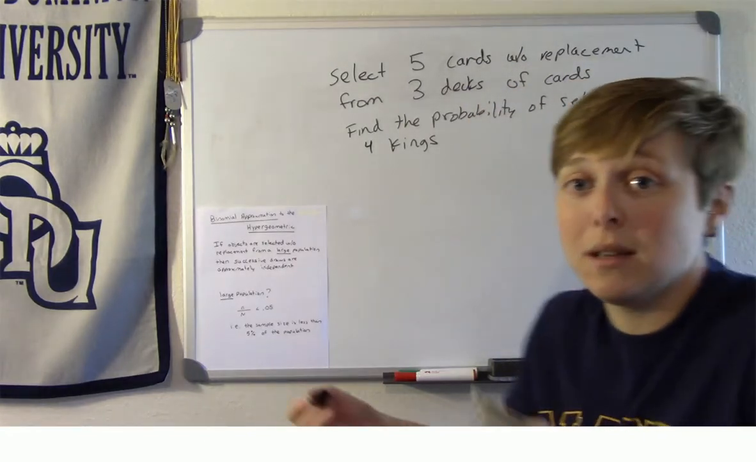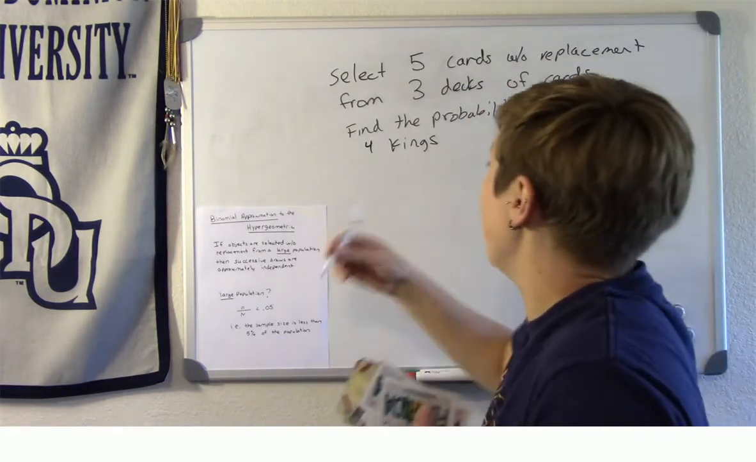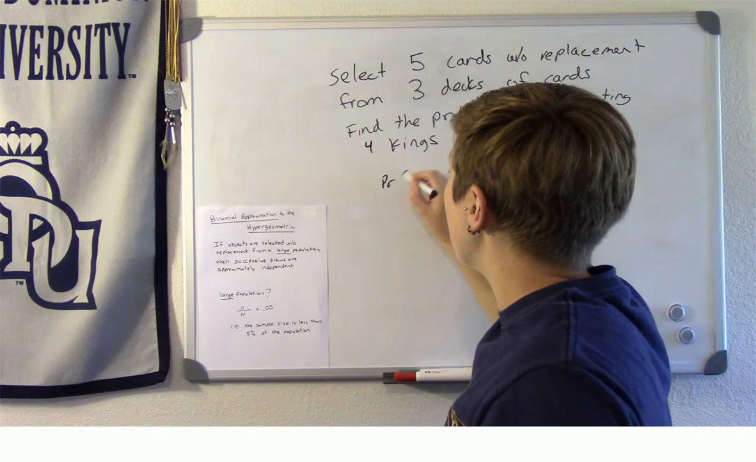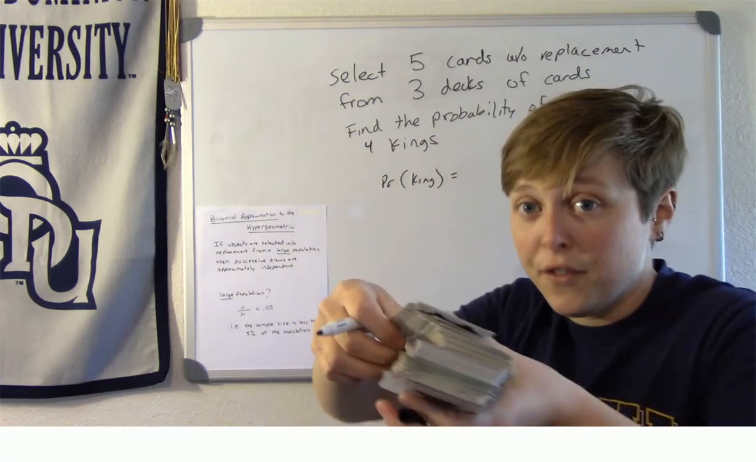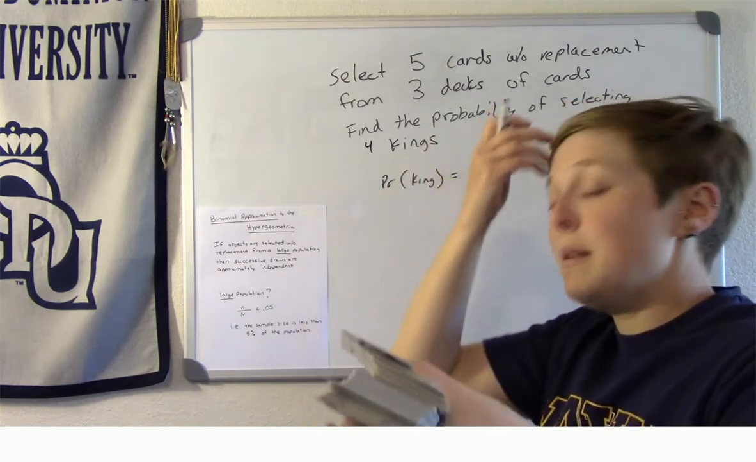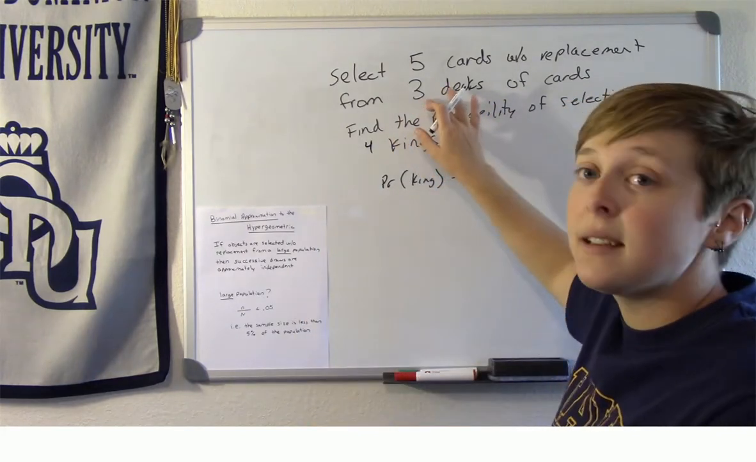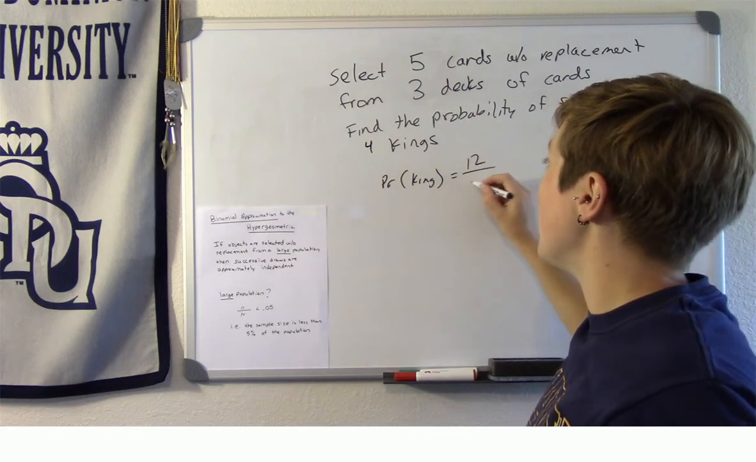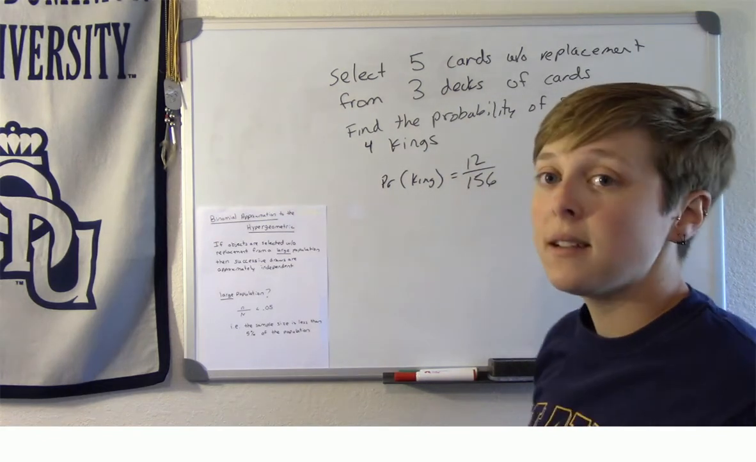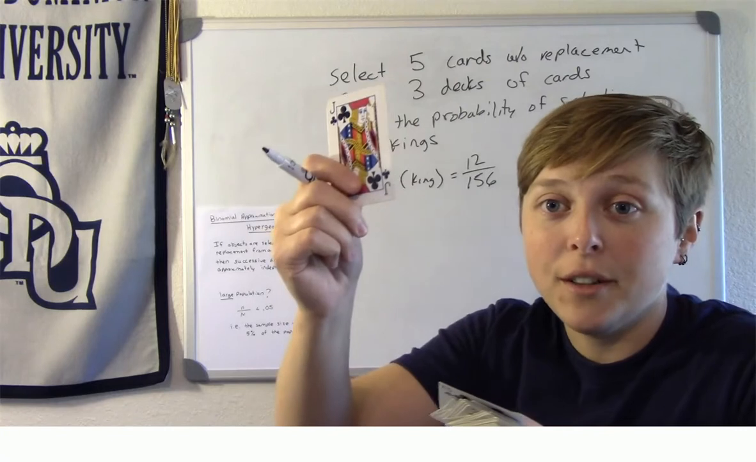Let's see, actually, what is the probability of getting a king? We're going to need to figure that out eventually. So the probability of getting a king the first time I draw: how many kings are there? There are 3 decks. Each deck has 4 kings. So there are 12 kings out of 156 cards.